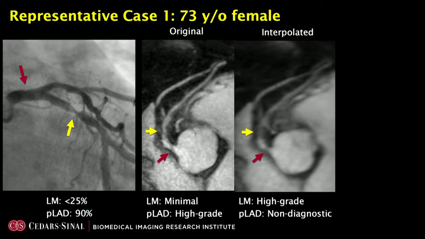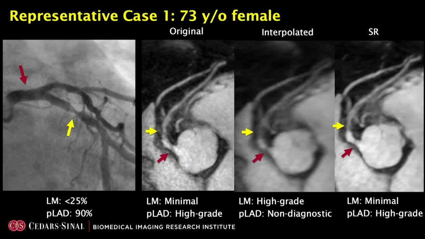So in the low resolution and interpolated results, the images are very blurred to make any judgment for the LAD lesion, and we actually have an impression of a high-grade stenosis at the left main, which is a false positive, if you call it. So the super-resolution results improve the visualization of the anatomy much better and match well with the gold standard in this case.